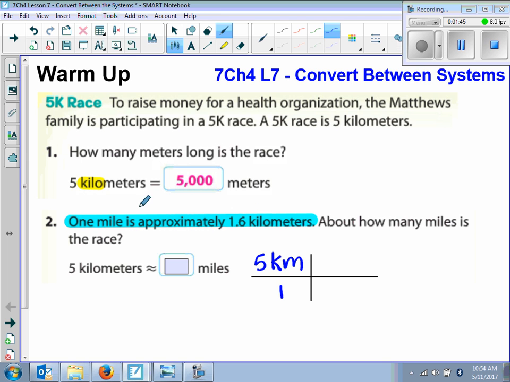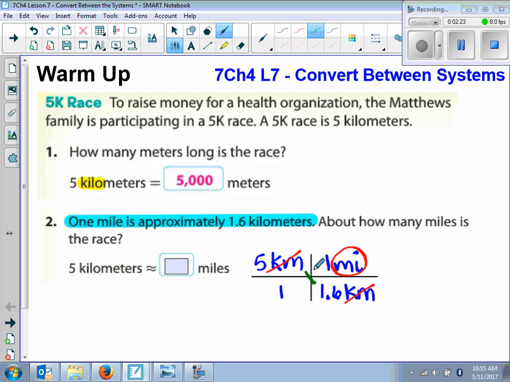Where am I going to put mile and kilometers in the second fraction so that kilometers will cancel? On the bottom. Very good. So we're going to put 1.6 kilometers on the bottom, and then the rest of the ratio goes on top. So that's going to be 1 mile. Very good. Now, you can see that kilometers on the top, kilometers on the bottom, those cancel. And what are we left with? We're left with miles, and that's what we're looking for.